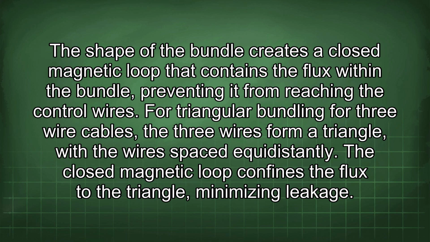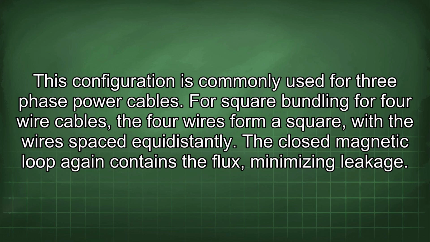For triangular bundling for 3-wire cables, the 3 wires form a triangle, with the wires spaced equidistantly. The closed magnetic loop confines the flux to the triangle, minimizing leakage. This configuration is commonly used for 3-phase power cables.